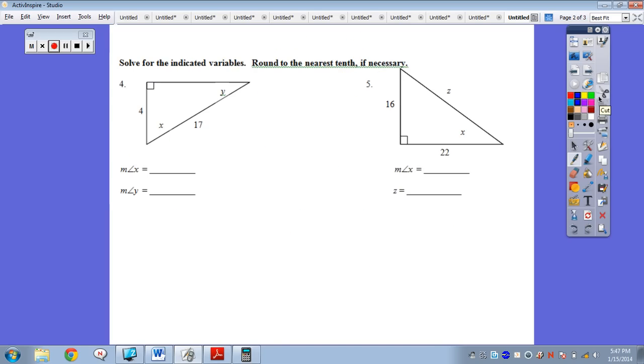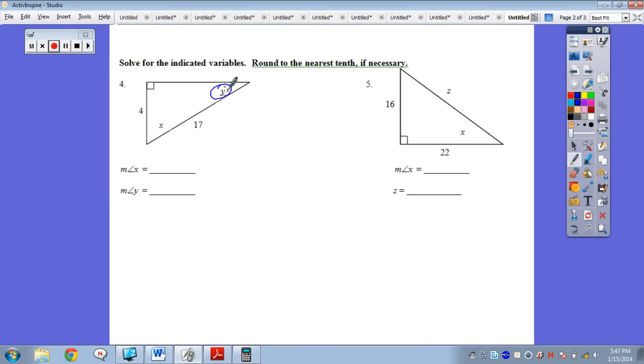Alright, number 4. So now we have a right triangle and we're trying to figure out what angle y is and what angle x is. We have two sides of a right triangle. We could figure out what this side of the right triangle was if we wanted to by using Pythagorean theorem, but we don't need to. So we're going to start with choosing angle y. You could start with angle x if you want. I'm just choosing angle y.